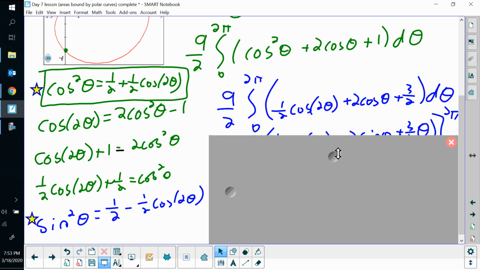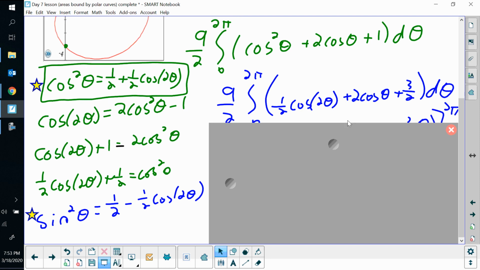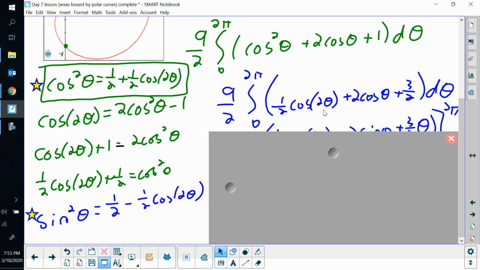So we can replace the cos squared theta with this one here. So the 1/2 will combine with the 1 to give us 3/2, and then we'll have the 1/2 cos 2 theta still, and the 2 cos theta. Now remember when we did these, technically this is a u substitution here. You let 2 theta equal u. So when you do your du, you would get 2 d theta, and you'd have to multiply by 1/2.